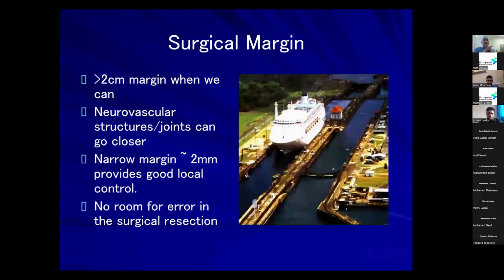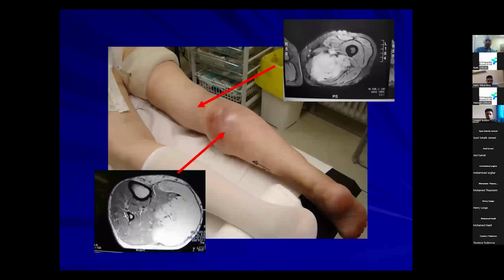However, there's no room for error in surgical resection. If you have a positive margin, that's it. You've not done your job properly, and the patient will have early local recurrence, early metastasis, and poor oncological outcomes in terms of disease-free or metastasis-free survival. So look at that one. Where do you think the margin will be?